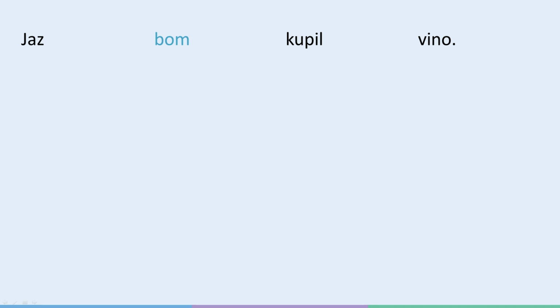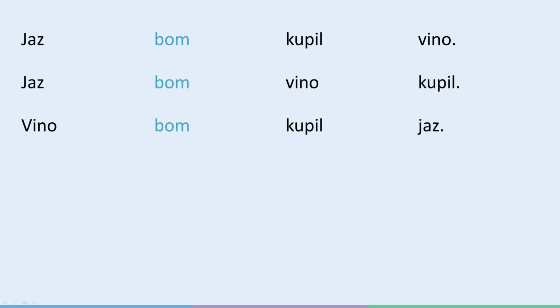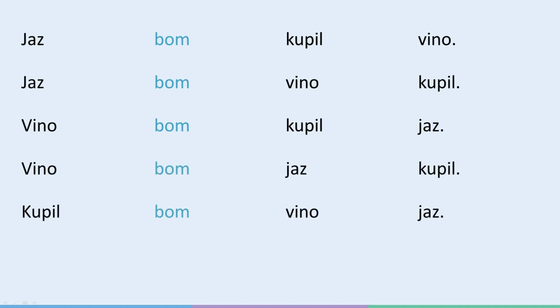Clitics aside, we said word order in Slovene is ridiculously flexible. And it is. Jaz bom vino kupil. Vino bom kupil jaz. Vino bom jaz kupil. Kupil bom vino jaz. Kupil bom jaz vino. As long as the clitic is in second place, use whatever word order feels most natural coming from your own native tongue. Yes, some of them may sound a bit weird, but they're all perfectly fine.